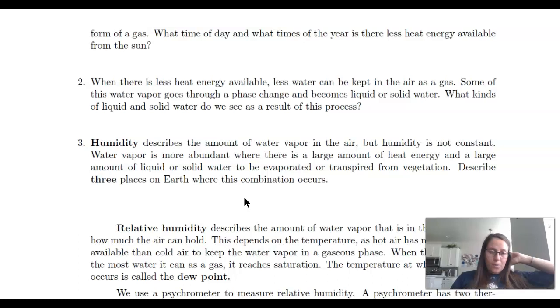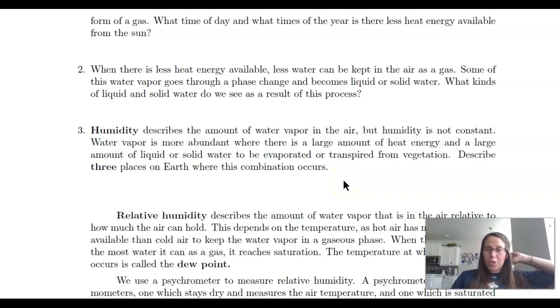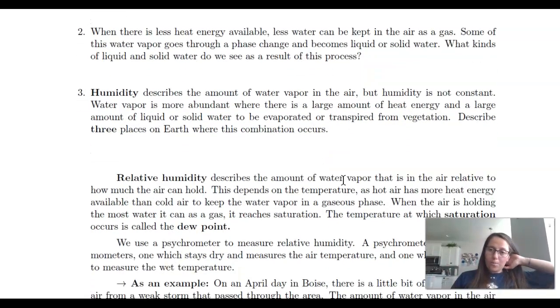Second question. When there is less heat energy available, less water can be kept in the air as a gas. Some of this water vapor goes through a phase change and becomes liquid or solid water. So what kinds of liquid and solid water do we see as a result of this process? So basically, when the water changes from being a gas to becoming liquid or solid, how does it express itself here on Earth?